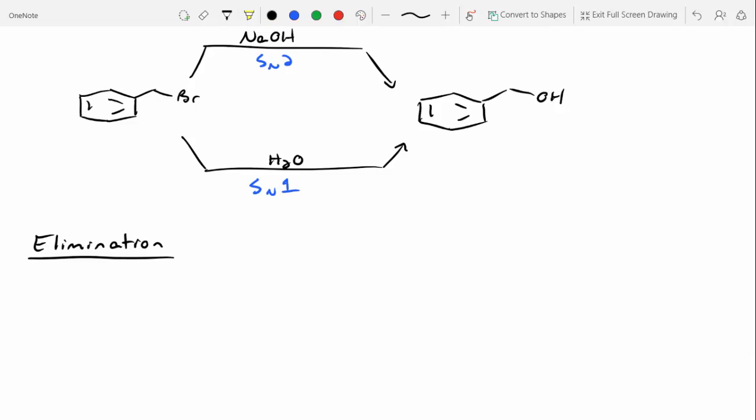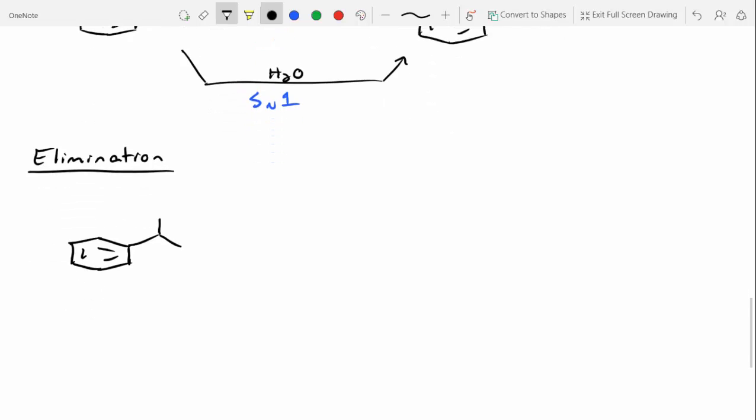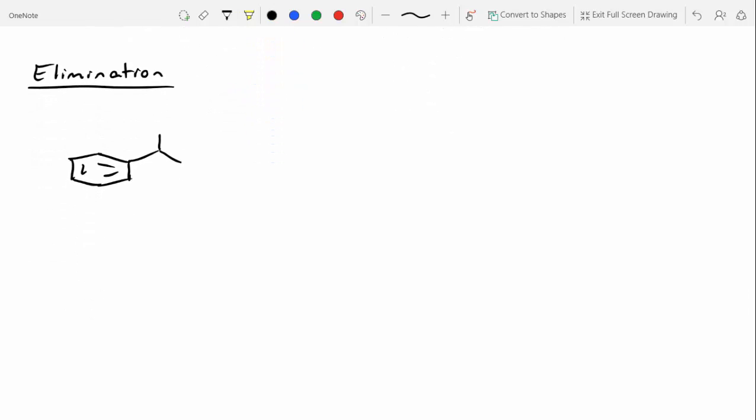So I'm going to choose a new group. What would we name this benzene? Does anybody have an idea? Yeah, isopropyl benzene, right? It's got an isopropyl group coming off of it. Alternatively, we could call it 1-methyl-ethylbenzene if you want to get fancy with IUPAC.